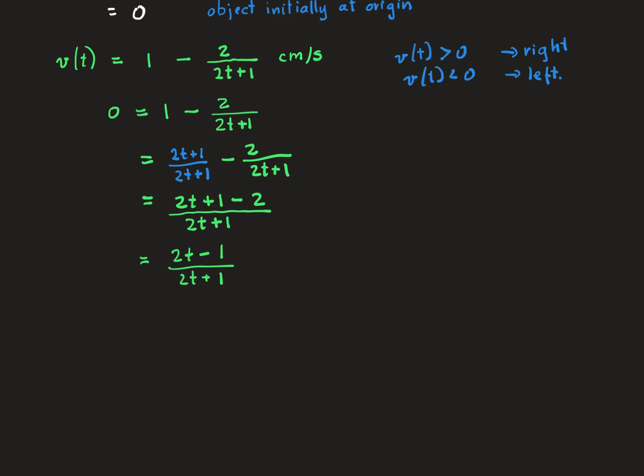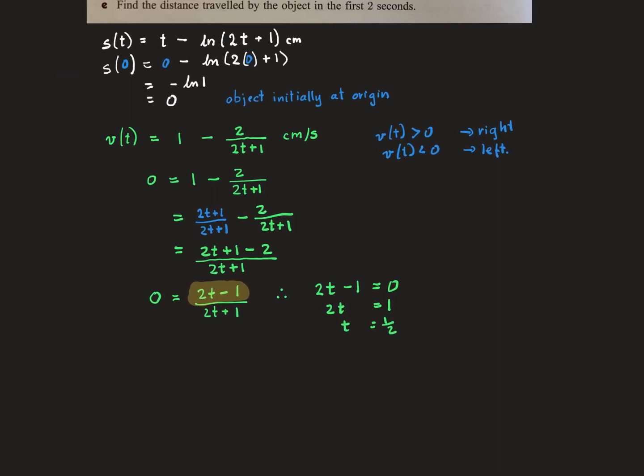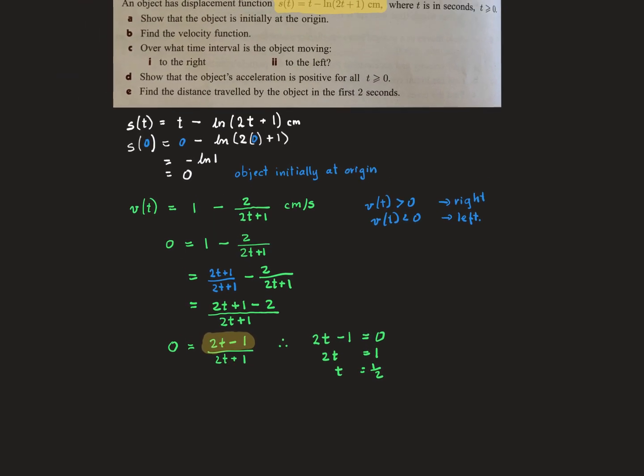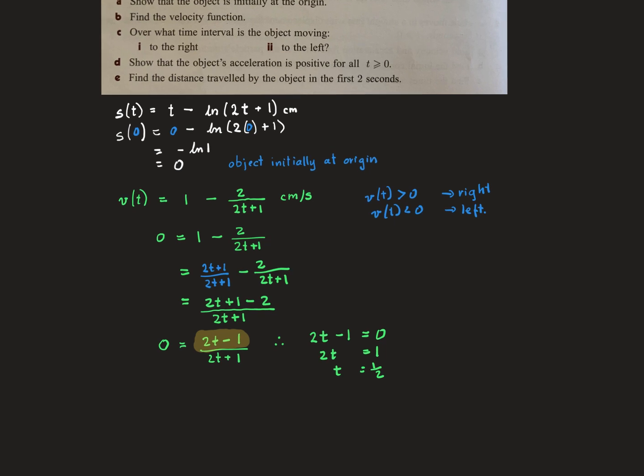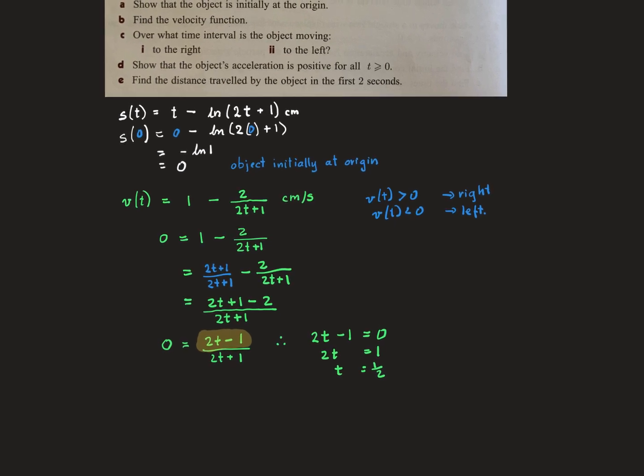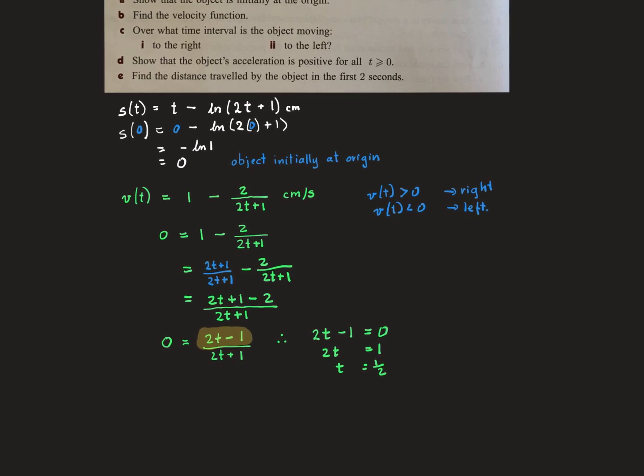Now remember, that's going to equal 0. So what exactly happens if that is equal to 0? Well, that means that my numerator must be equal to 0. So at time equals a half, we can say that the object changes its velocity. Simply saying, it means it changes its direction.